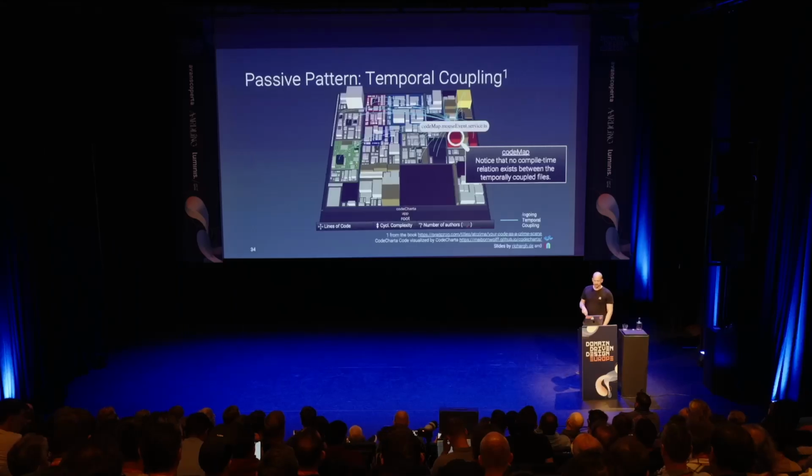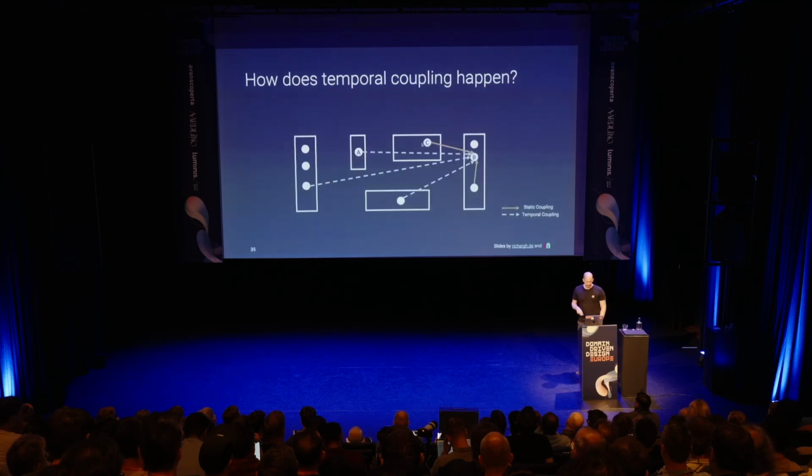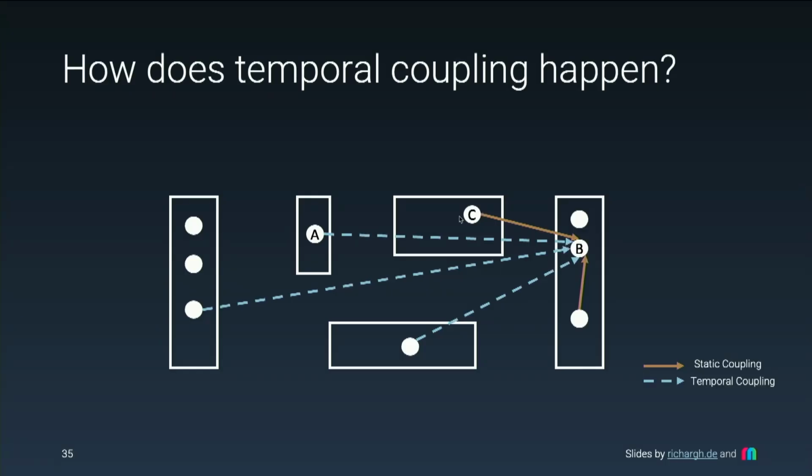And if you look at this in the code map, you see that our lovely mouse event is temporally coupled, that a lot of stuff, because these are ingoing, are coupled to our mouse event, but there's no compile time, no import statement, nothing in the code that you could see. So how does that happen? How can it be that A can temporarily couple to B, but there's no static relation?